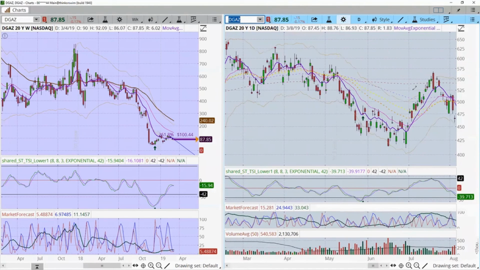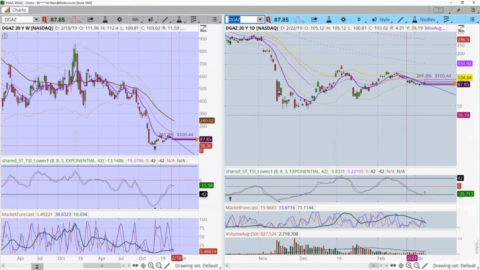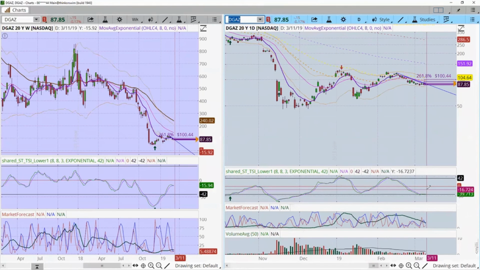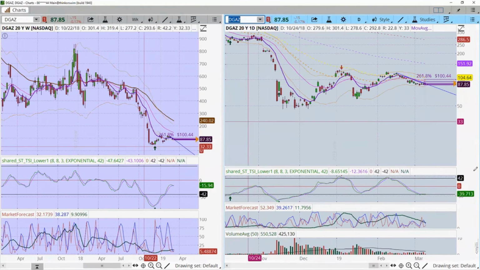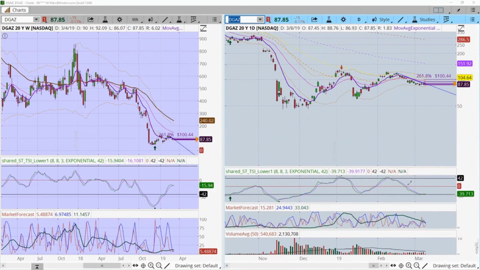And it's right in a position right now where TSI looks like it's trying to turn up. But again, the daily TSI and the weekly TSI are out of sync with each other. So if we get a cross down in the daily TSI, that's typically a stronger signal.